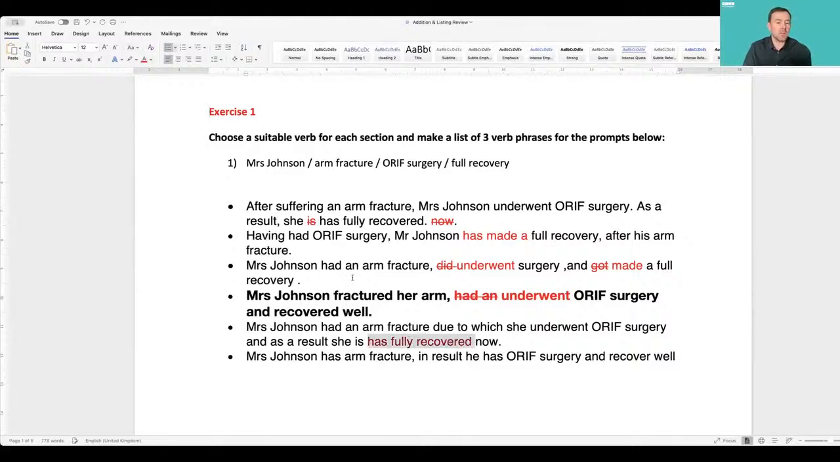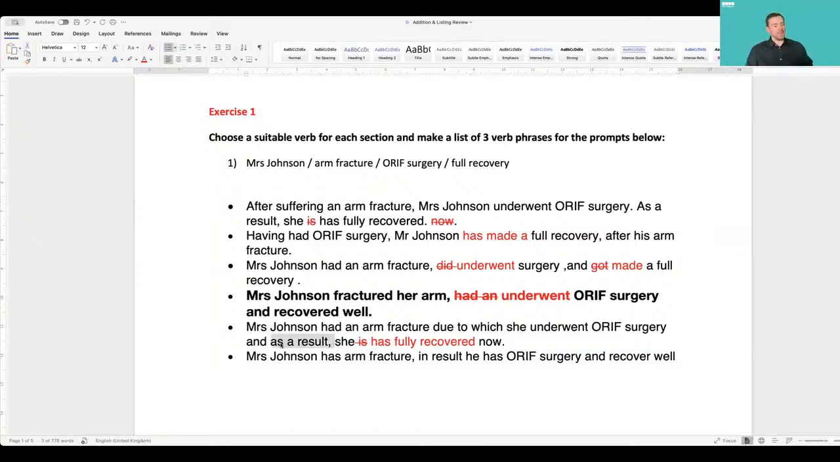Okay, so let's put that one in red as well and get rid of it. Yeah, I suppose that works. Yeah, for me, it does feel a little bit like an overuse of linkers. Do I really need to do it? Okay, here I've shown a cause. Here I've shown a result. Do I really need and as a result? Probably don't, do I? I could probably just say, and she has fully recovered now.